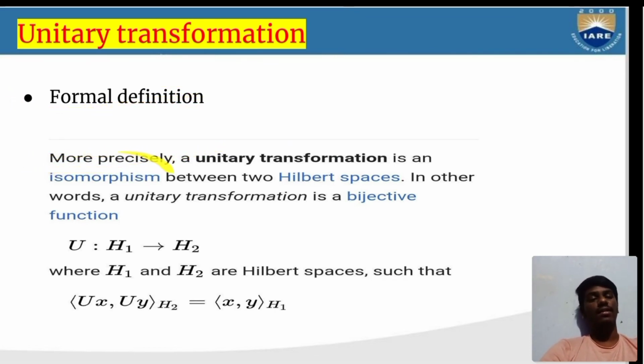More precisely, a unitary transformation is an isomorphism between two Hilbert spaces. In other words, a unitary transformation is a bijective function. Let us take U, mapping from H1 to H2, where H1 and H2 are Hilbert spaces, such that <U(x1), U(x2)>_H2 is equal to <x1, x2>_H1.